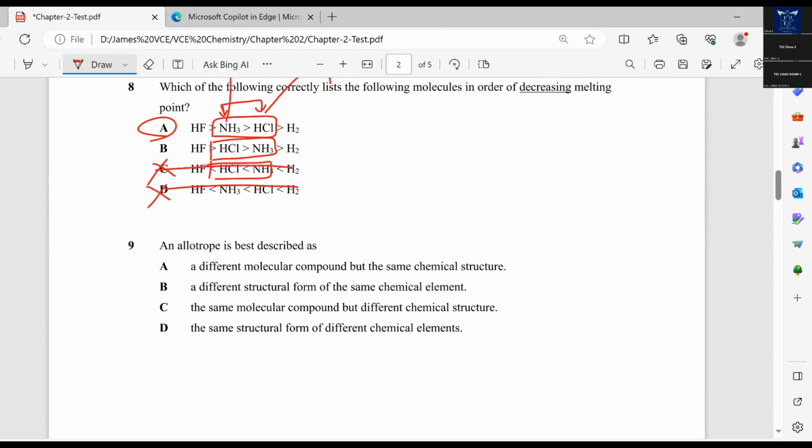Allotropes are the same element but with different chemical structures. Different structures formed from the same chemical element. Okay. Allotropes are for elements. And this one, same molecular formula, different structure, is called an isomer. You will learn it later in organic compounds when we look at isomers. So allotropes are used for elements, so it must be B.